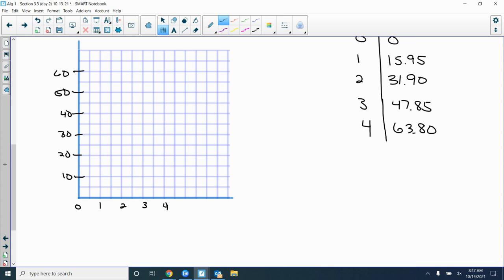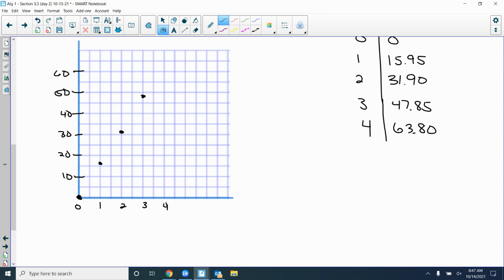So now we've got 0, 0. We put a dot. 1, 15.95. You're going to have to estimate. That's fine. 15.95 is about 16, halfway in between 15, so it's going to be a little bit above there. 2, 31.90, which is about 32. 3 and 47.85.